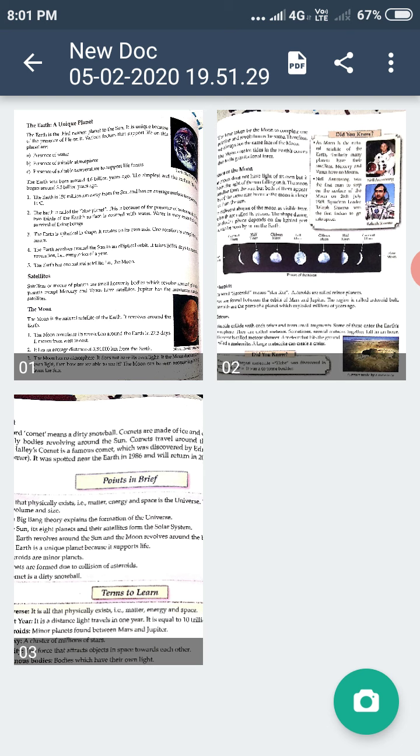Then there are meteoroids. Now, when asteroids collide with each other, collide means takrana, they form small fragments. Fragments means small pieces. And some of these fragments enter the Earth's atmosphere, and these are called meteors.